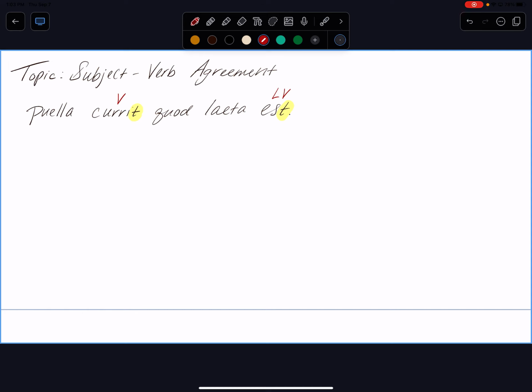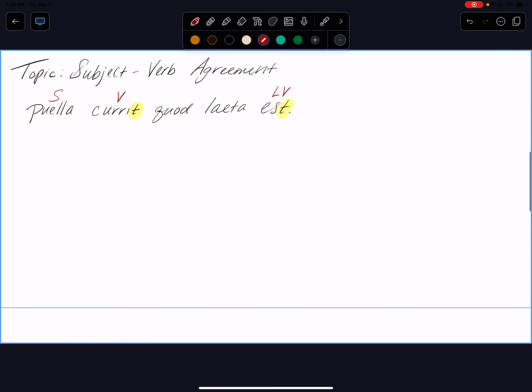Now, the word puella, what is that? How am I going to mark that up? Subject. Subject, okay? And laeta is an adjective, but it's with a linking verb, so how are we going to mark that up? C, complement. Because it's complementing puella. Okay.